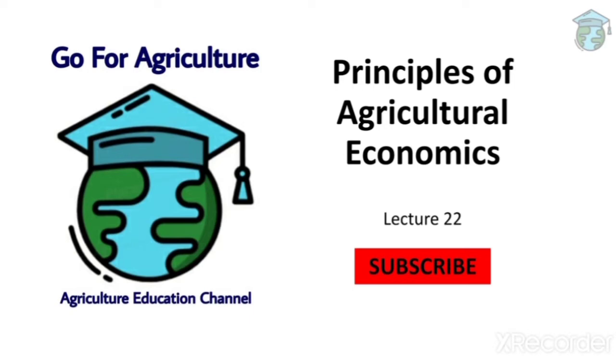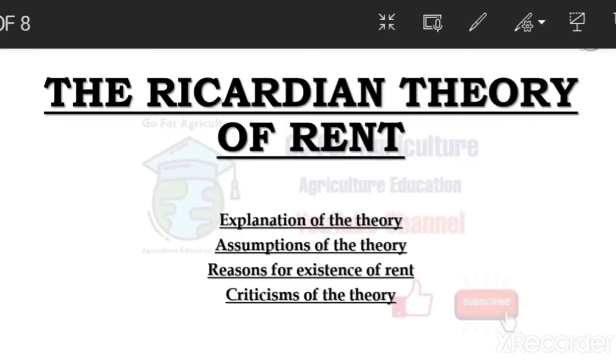So today we'll be discussing the continuation of this topic. It's basically about the Ricardian theory of rent. In this topic we'll be seeing the explanation of this theory, like who developed it, and also its assumptions, and the reasons for its existence, why the rent term has been developed, and at last we'll be seeing its criticisms. Okay, so let's start with our lecture.